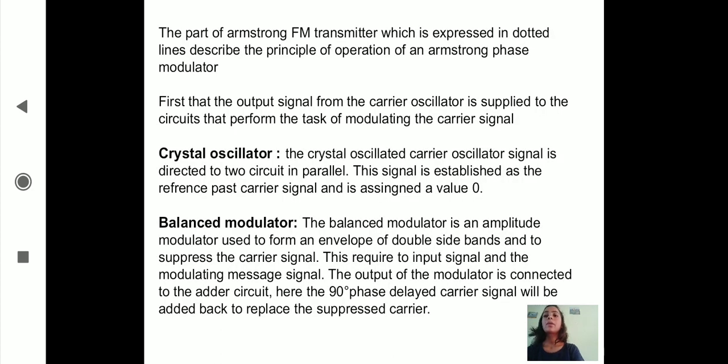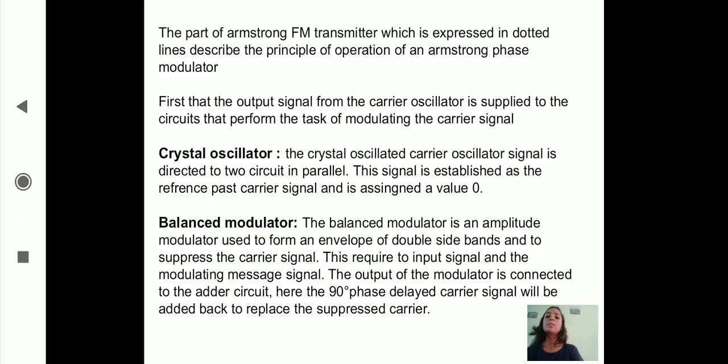The part of the Armstrong FM transmitter enclosed in dotted lines describes the principle of operation of an Armstrong phase modulator. First, the output signal from the carrier oscillator is supplied to the circuits that perform the task of modulating the carrier signal. Crystal oscillator. The carrier oscillator signal is directed to two circuits in parallel. This signal is established as a reference phase carrier signal and is assigned a value of 0.